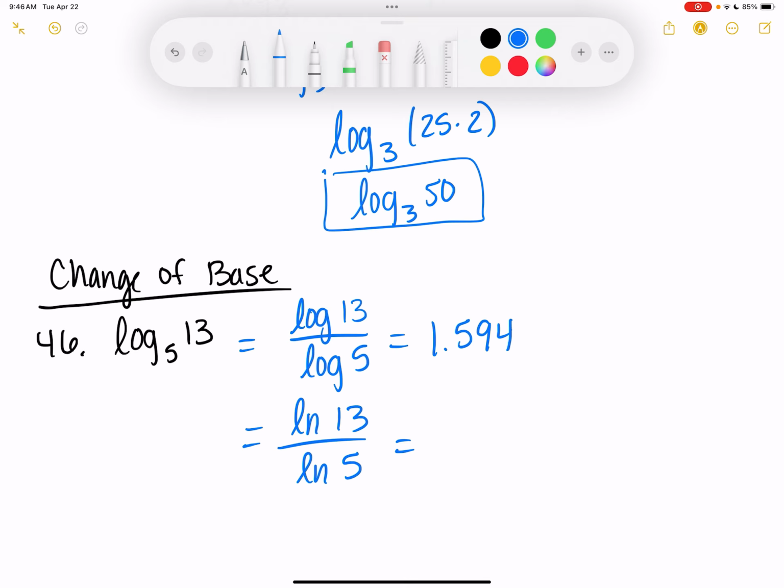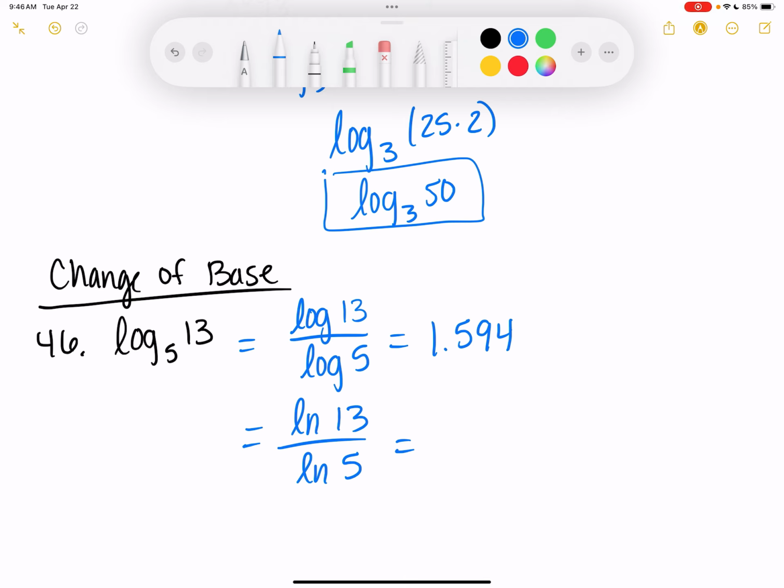Who did the ln one? Wait, why would the logs fit? Yeah, what is log? I know it's the inverse of e, but what is it? It's a number, 2.71. Did somebody do the ln of 13 over 5?